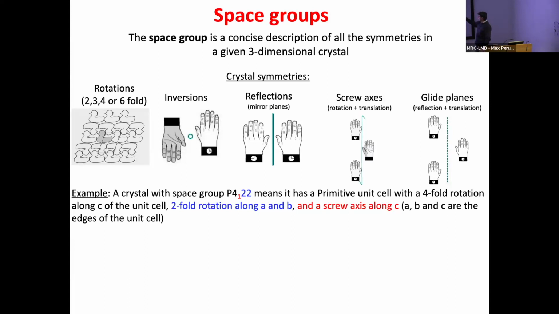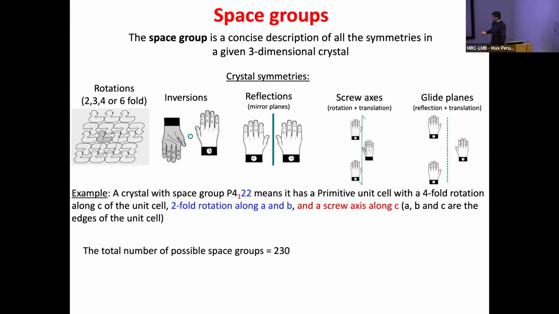The first number is the fold rotation. So you have 4-fold rotation, so it'd be tetragonal. It's called tetragonal because you can rotate 90 degrees and it will always look the same, and that's along the C-axis. That also means you have a screw axis along the C-axis, so you do this 90-degree rotation and translation. But you also have two-fold axes along B and A.